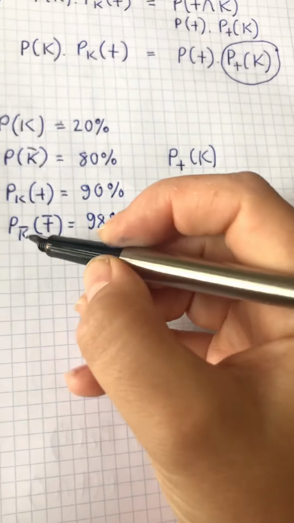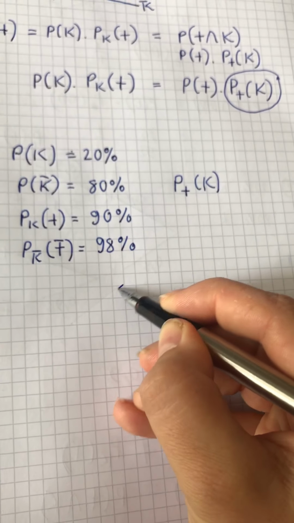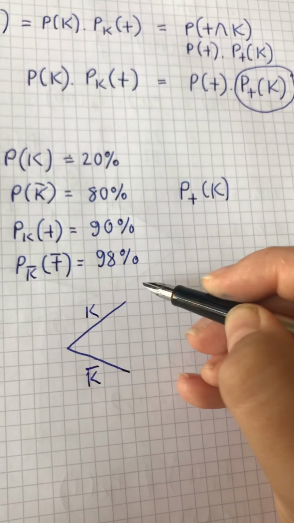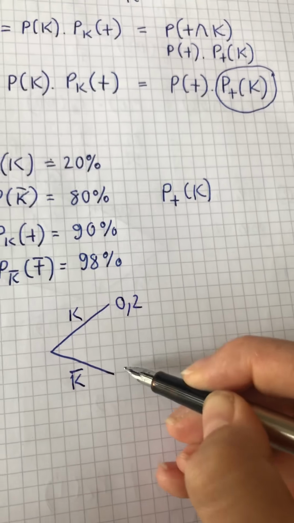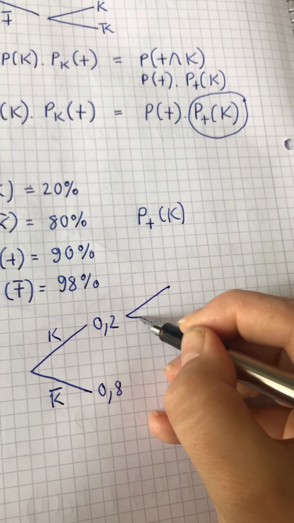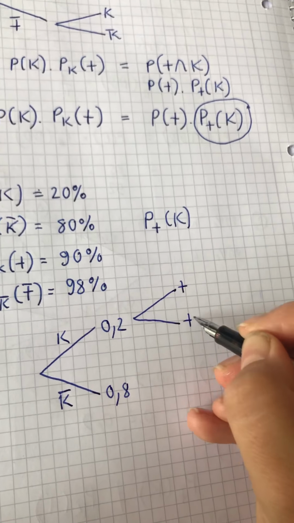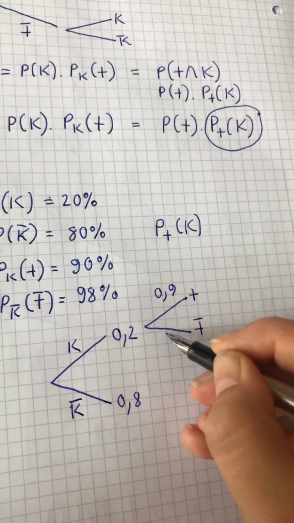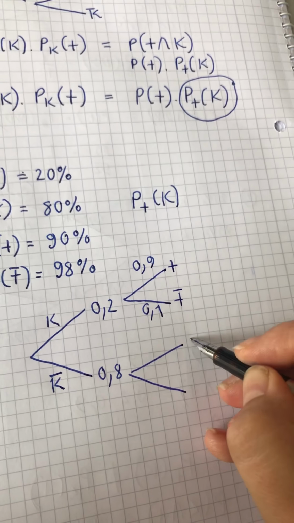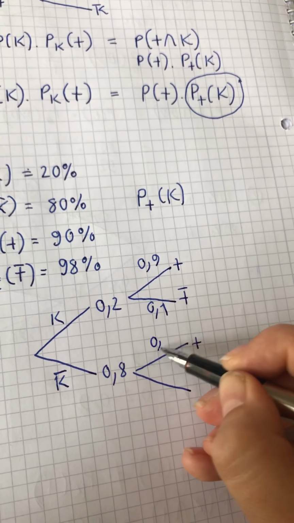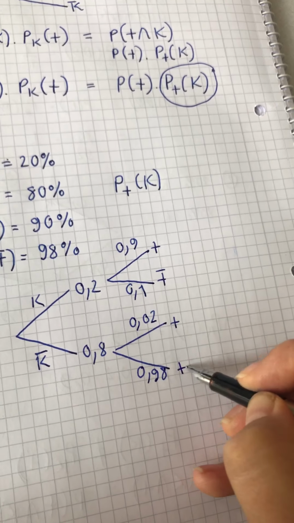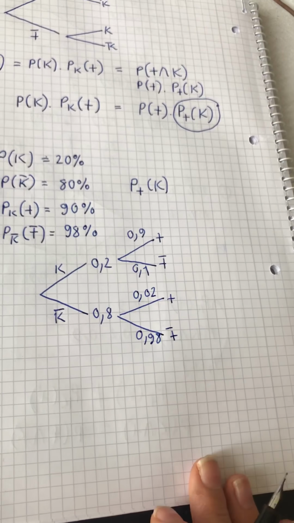Okay, so we can start with our tree diagram. We've got K and not K here. So 0,2 and 0,8, all right? And then we have positive or negative, there's a 0,9 and 0,1. And here we've got somebody who's not sick, and they might still get a positive because there are false positives, and they have a 2% chance, but they have a 98% chance of correctly getting the negative. Okay?